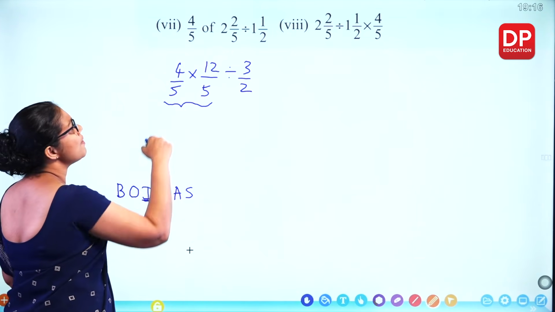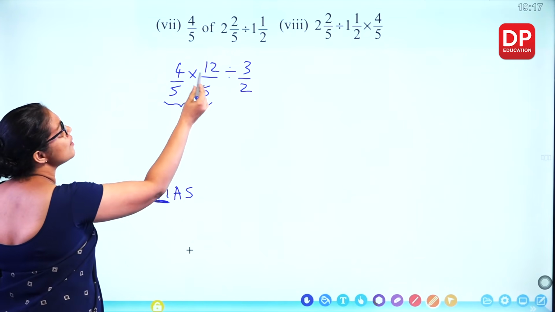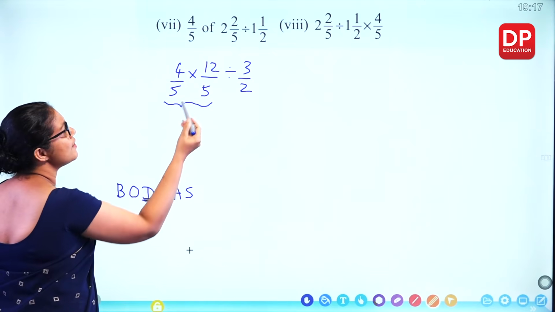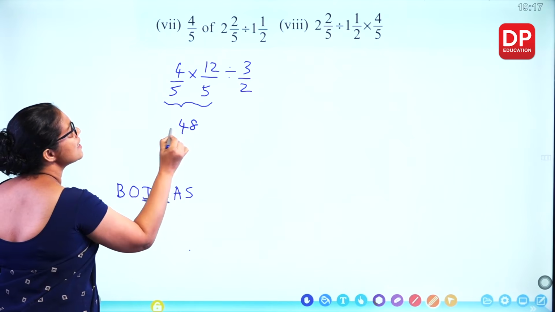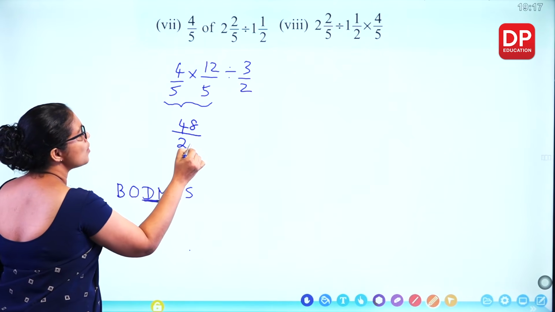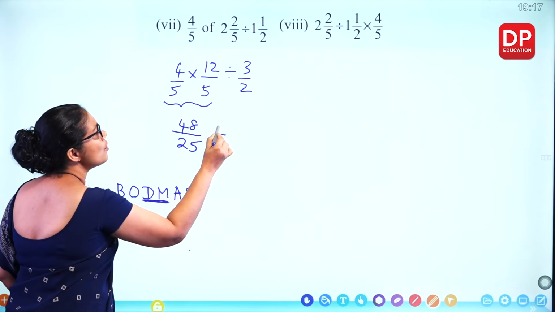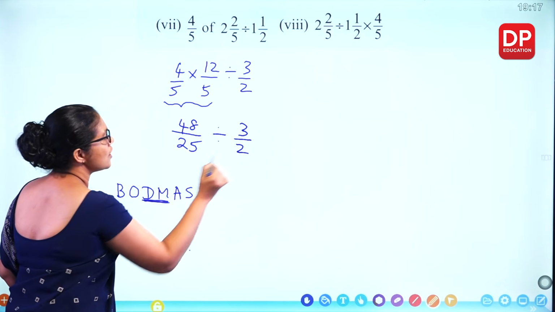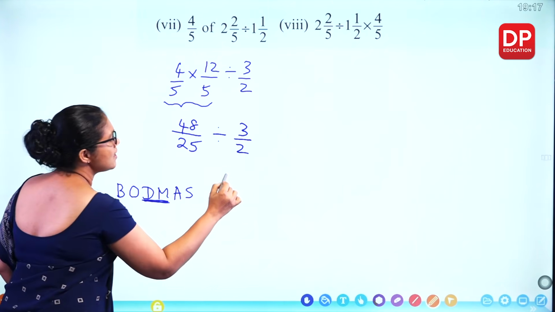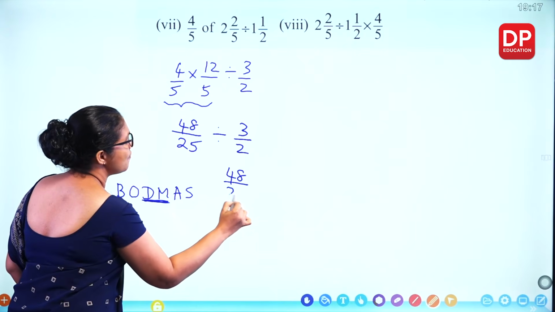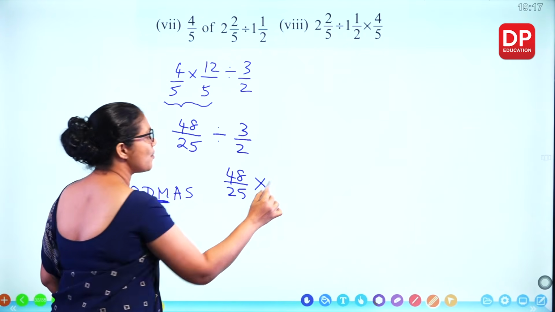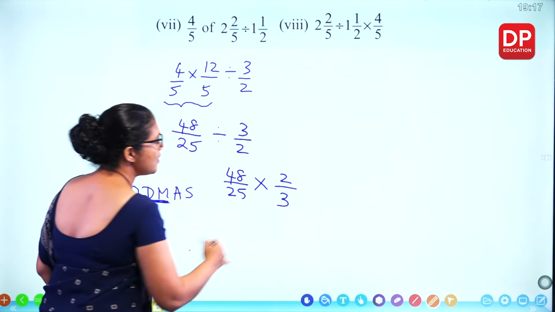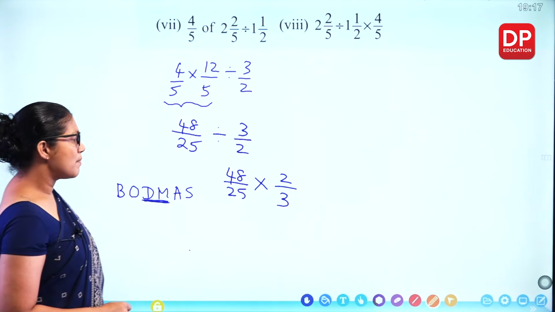So we can simplify this. Can we simplify numerator with denominator? No. So 4 times 12 is 48. 5 times 5 is 25. Then you can do the division. So what you get? First write down the first fraction as it is. Switch the sign and take the reciprocal. 2 goes up, 3 goes down and try to simplify.